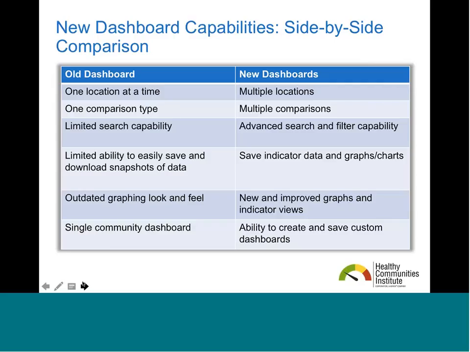The ability to save data more easily. In the past, you could save and download snapshots of the data or screenshots. There are now a series of tools that will allow you to save indicator data and graphs and charts a lot more easily. I'll point out how to do that. But this, again, was something that we consistently heard from our users: we need a way to more easily download the data in a format where it's easy for us to directly insert it into a report or a grant application.